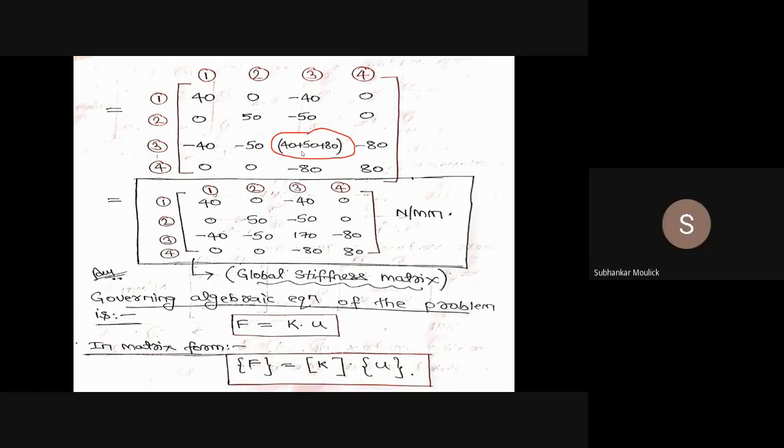Likewise, you will complete this assembled global stiffness matrix, and after completing, the final assembled stiffness matrix is this matrix, in which each and every value is almost the same except this value. This value will be 50 plus 40, that is 90, plus 80, that is 170 Newton per millimeter. So this is the first part of the answer, that is, you have to compute the global stiffness matrix. Is it clear to all of you? Any doubt so far?